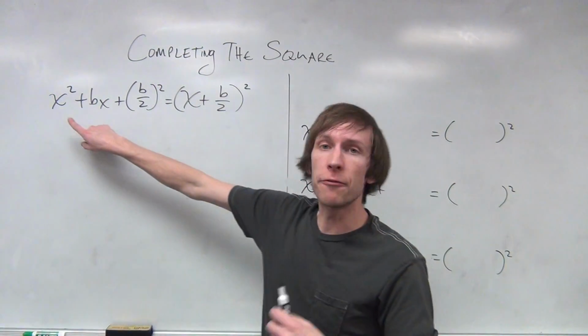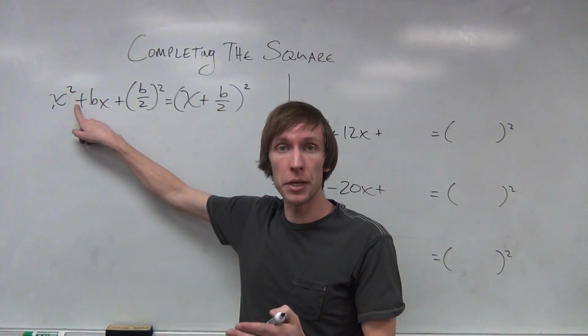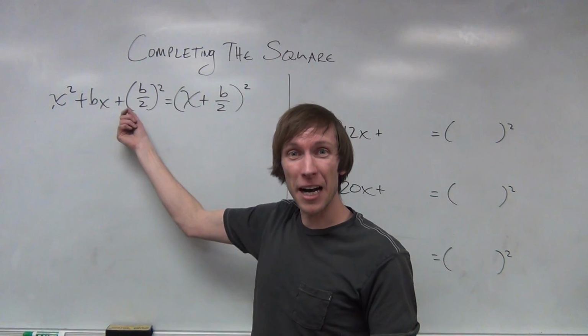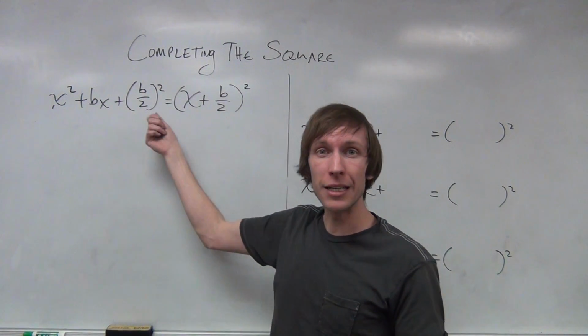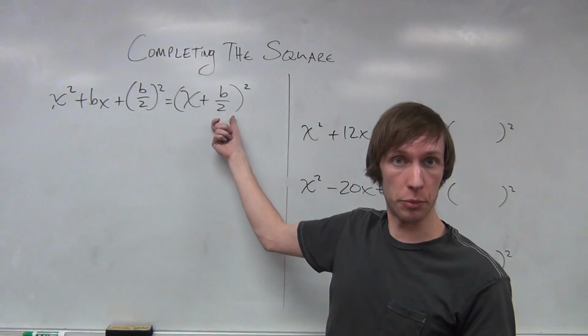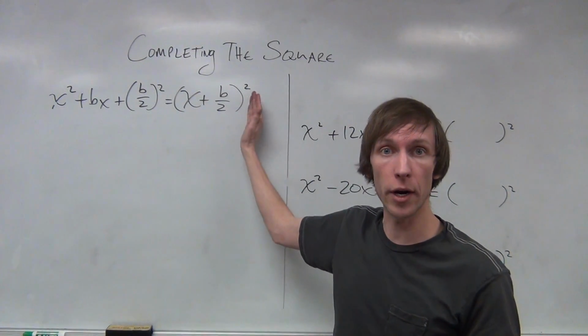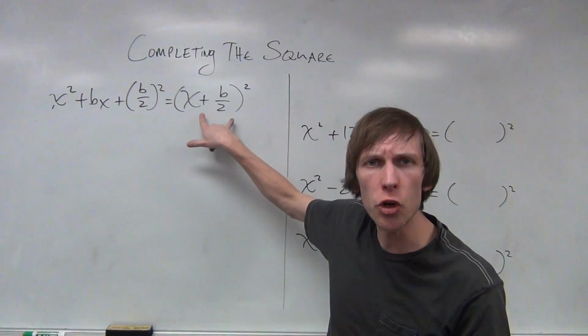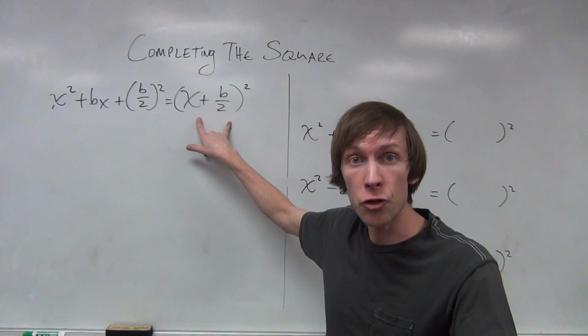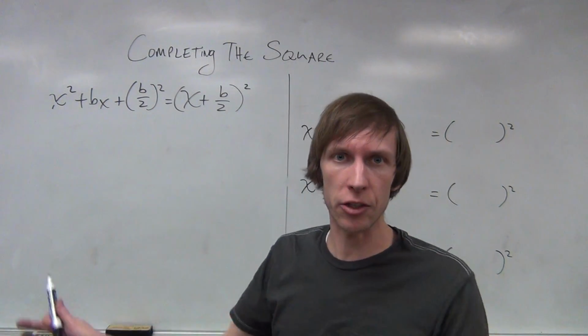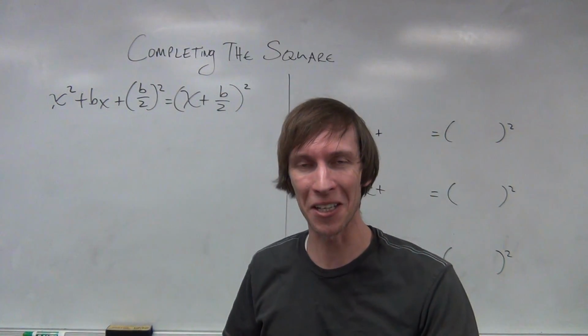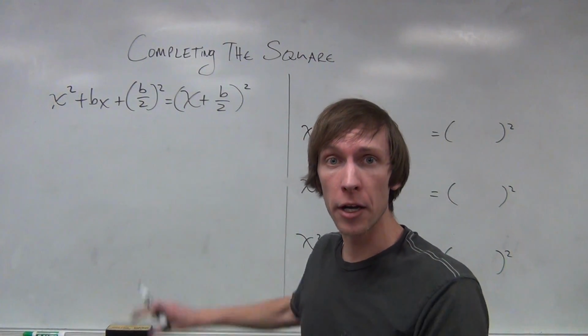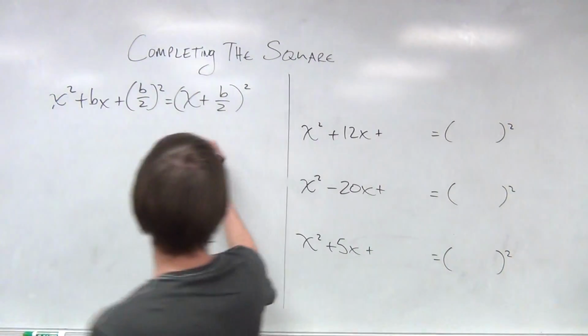So the form is x squared plus bx plus b divided by 2 squared is going to equal x plus b over 2 quantity squared. This is the process. Now let me show you why this is true. The algebra may be a bit staggering because there are fractions involved, but I'm sure you can handle it. So what we're going to do is square this binomial right here.